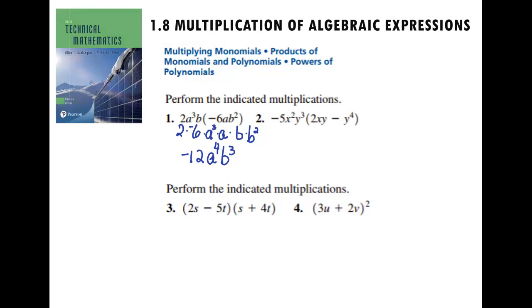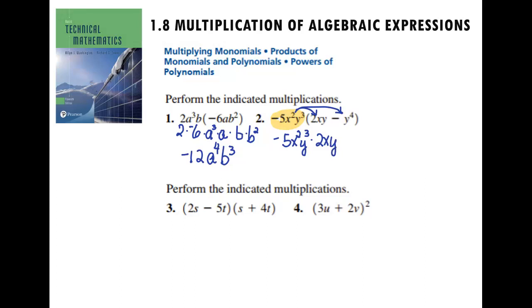Now, in this next problem, what we're going to try to do is multiply this monomial on the outside times both terms on the inside. So we've got to multiply that times the first term, and then we've got to multiply that times the second term using the distributive property. So we have negative 5x squared y cubed times 2xy.